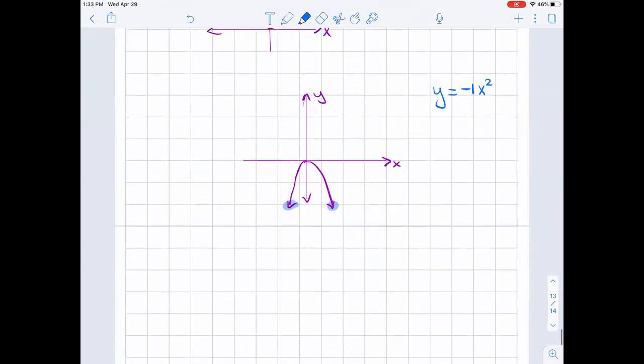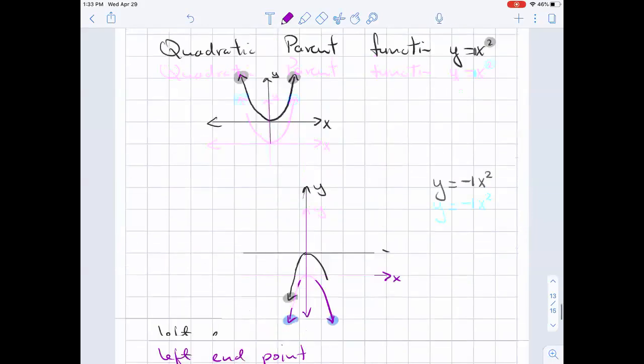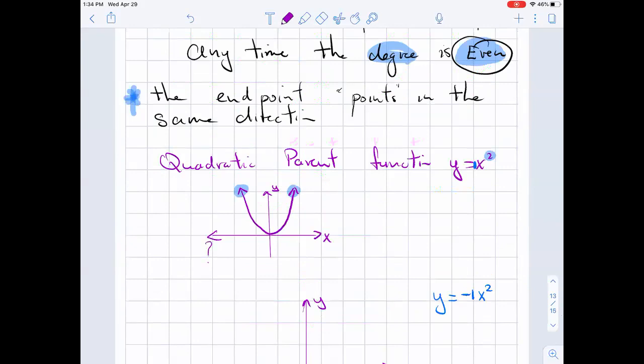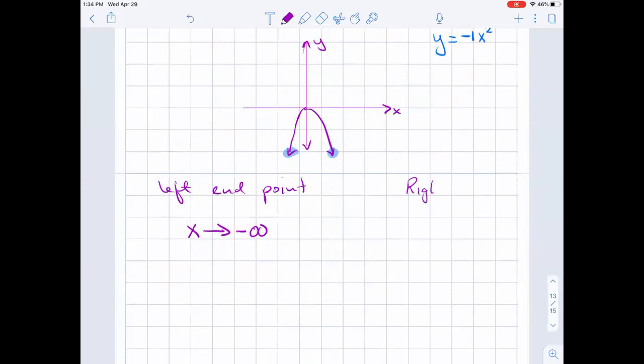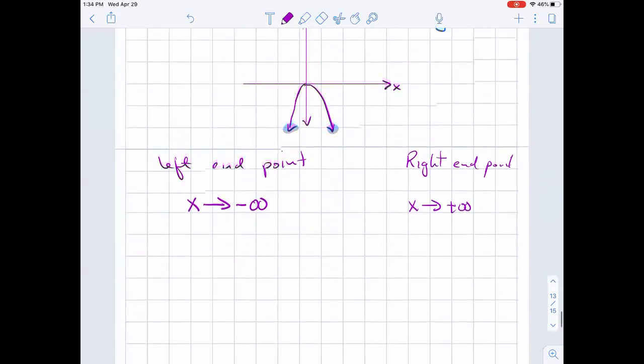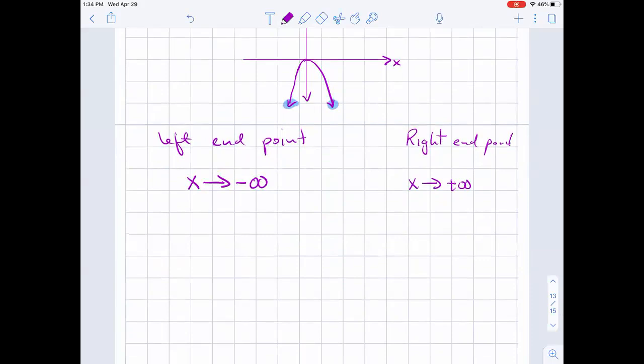Now, the way we write it, which you will see a lot in your next math class, left endpoint, the way we write it is as x approaches negative infinity, right? Because on the left side of any one of these graphs, what is over here? Isn't this negative infinity? Yes. And what will be the right endpoint? Positive infinity. X is approaching positive infinity. You don't have to write the positive. I just put it there so you can see it. So this is sort of the way we're going to write it.